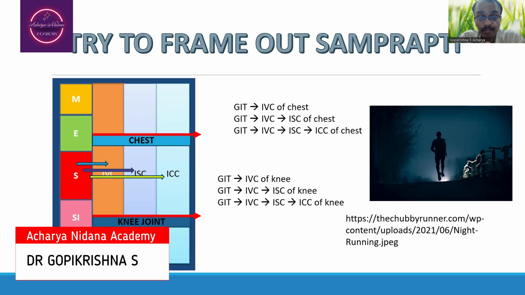Then let us take another example. Here, as the person is doing the running, one particular joint that may be having the increased blood circulation may be the knee joint. So that means from the alimentary canal, there may be a possibility of entry of the pathogens that may take place to the intravascular compartment of the knee. Later, that may move into the interstitial compartment of the knee, and at last, that may enter into the intracellular compartment of the knee. So that means framing out the Samprapti is another major area where the identification of Nidana may be helpful in predicting the possible pathogenesis.